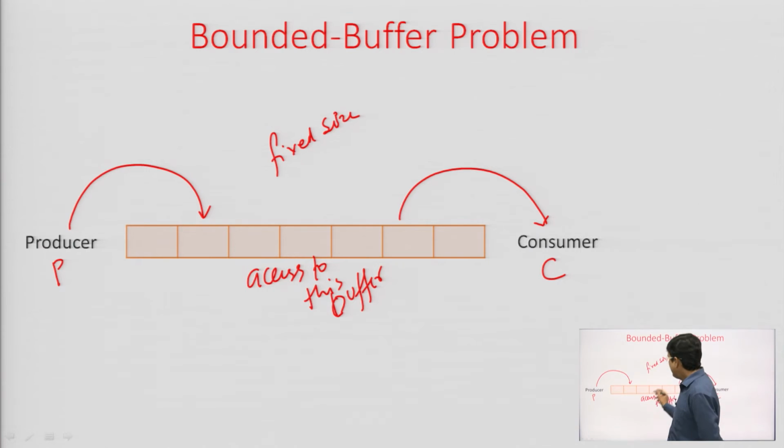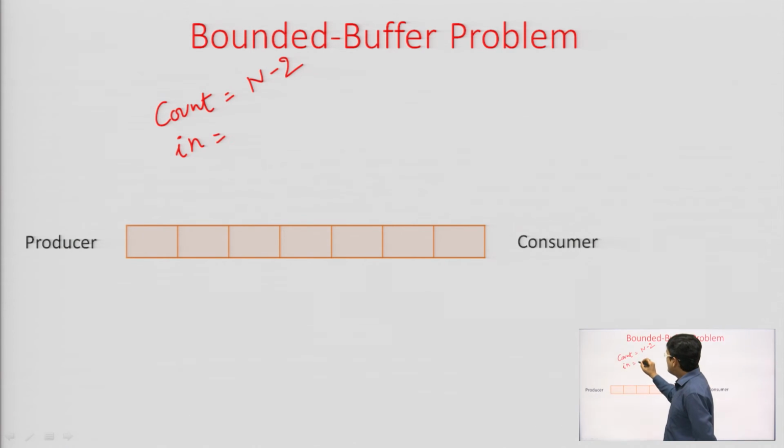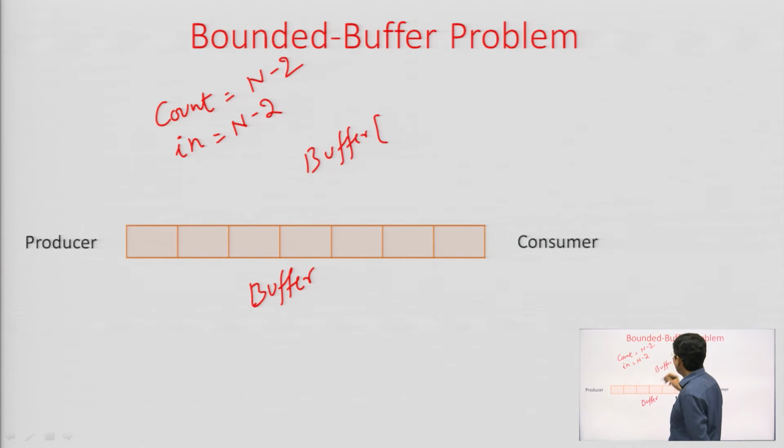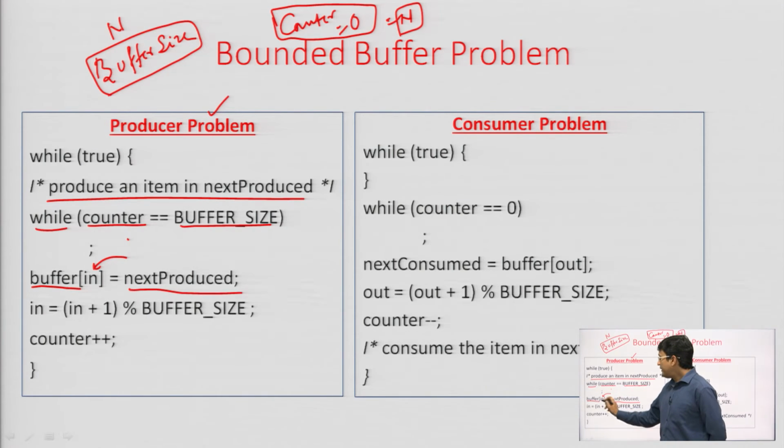For example, let us say this is the example, and in this example the producer process finds that the value of count is, let us say, not n, but n minus 2, and let us say in is also at n minus 2. So, this buffer is an array, referenced through the index. At the in index we will be inserting the produced item. Let us say the produced item is x. That is what is written here: in the buffer at the in index, the produced item is stored.